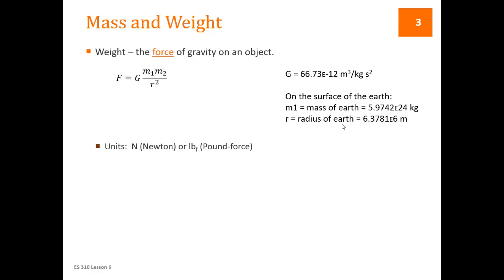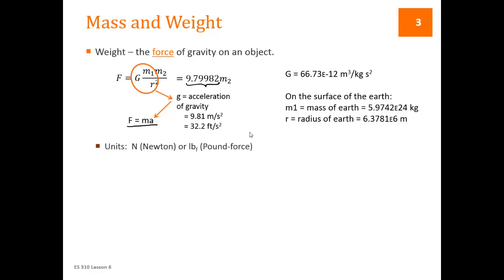And we'll look at the surface of the Earth. So we're going to look at the radius of the Earth. If we plug that in, we get 9.79982 times m2, whatever our object is. This should look familiar. This, right, is g, the acceleration of gravity. 9.81 meters per second squared if you're using SI, or 32.2 feet per second squared if you're using US customary. So g is just an acceleration, so really this force equals G m1 m2 over r squared is a rewriting of F equal to ma. Units, newtons if you're in SI, pound force if you're in US customary.